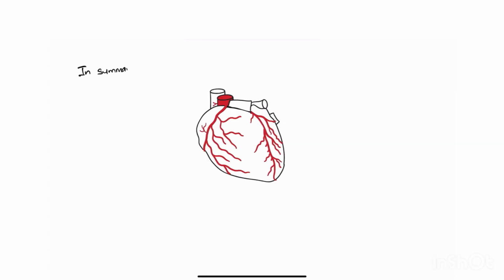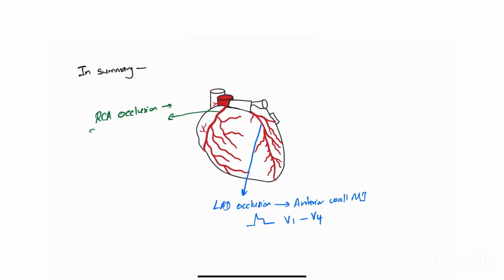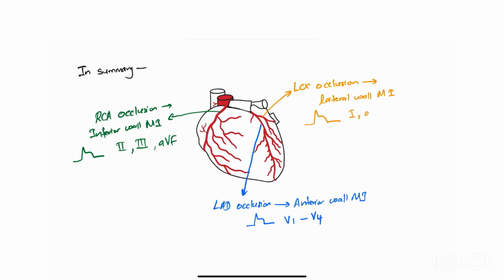In summary, LAD occlusion leads to anterior wall MI, so you may see ST elevation in anterior leads, that is V1 to V4. RCA occlusion leads to inferior wall MI, therefore you may see ST elevation in inferior leads, that is 2, 3 and AVF. Left circumflex occlusion leads to lateral wall MI, so ST elevation in lead 1, AVL, V5 and V6.